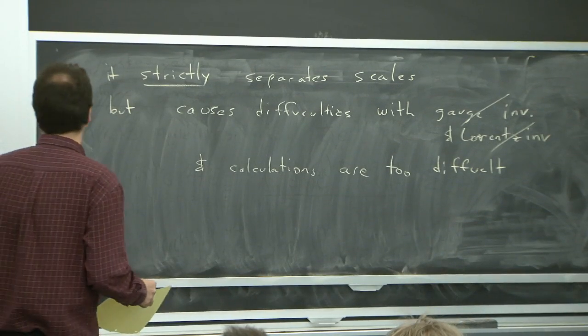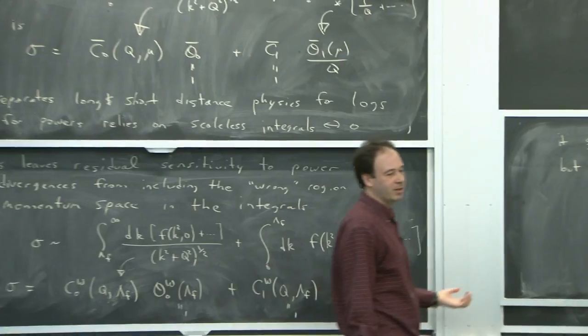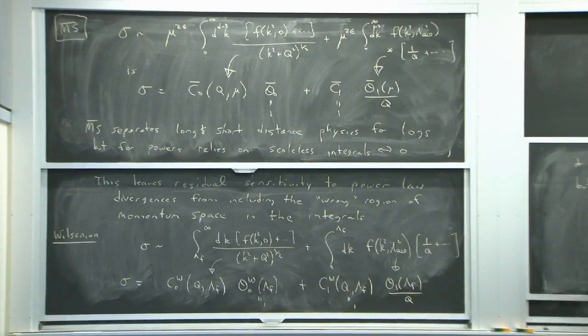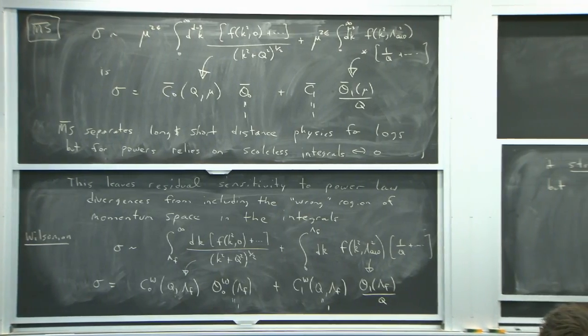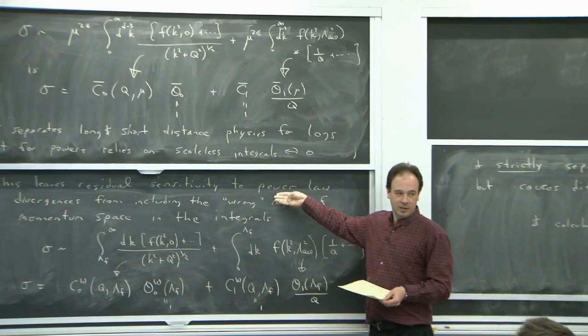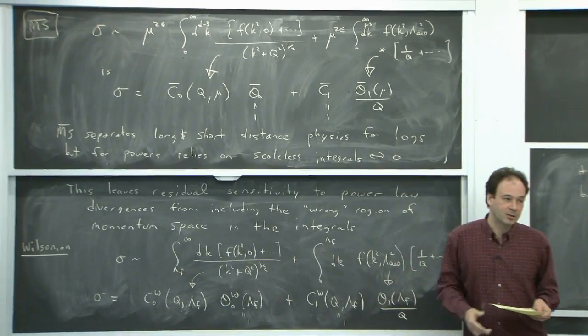Okay, so in some sense, you have some nice things here, you have some nice things there, but they're not the same nice things, and you'd like to have something that does the best of both. And that's effectively what we're doing when we construct these R schemes. We're saying, well, let's take MS bar as a starting point and try to get rid of the problem that it has by perturbing towards a Wilsonian picture.